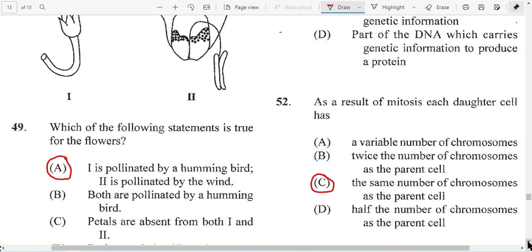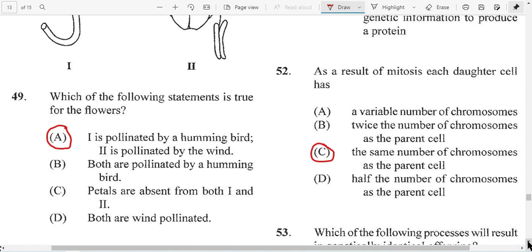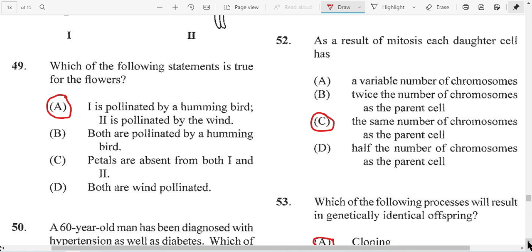I chose A. 1 is pollinated by the hummingbird, it's an animal, and 2 is pollinated by wind. Yes, that is true. Both are pollinated by the hummingbird? No, 2 is pollinated by wind. And petals are absent from both? No, that's not the thing here.